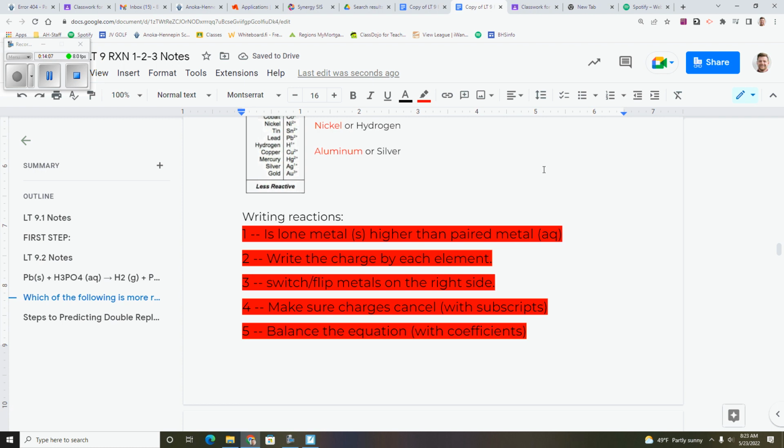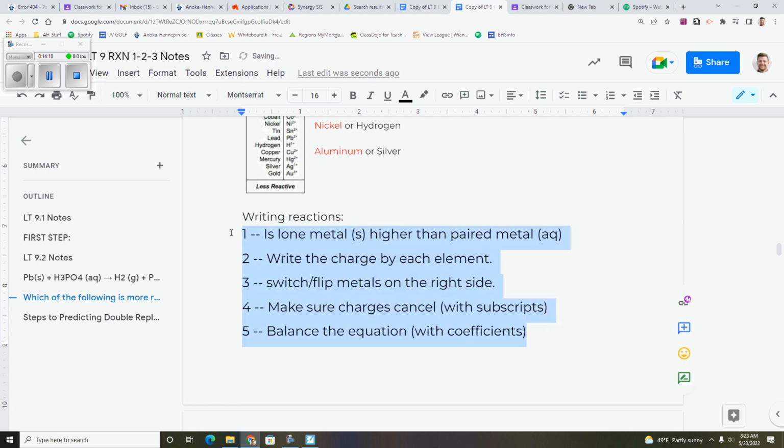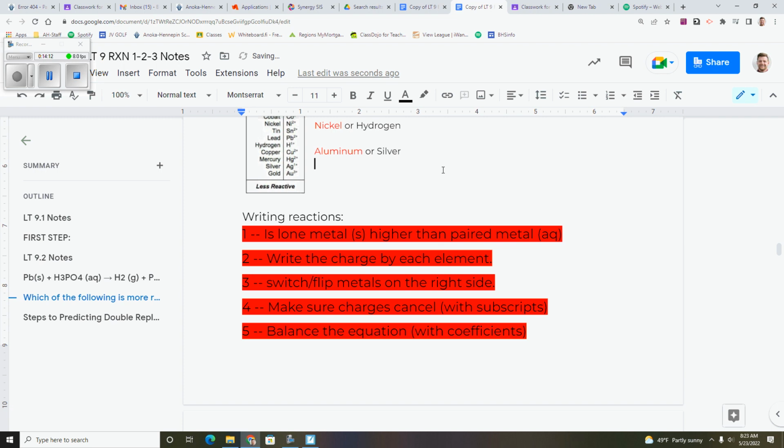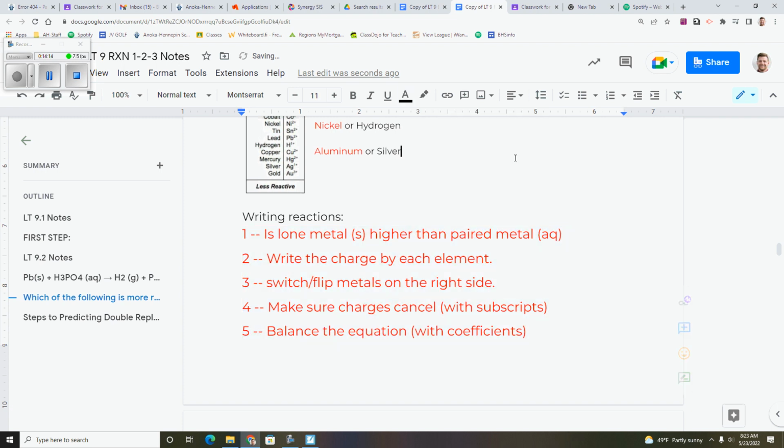Is red better? Probably not. Go red ink. How about that? Nope, not highlighter. Red ink. How about that? Good? Is that better? Good.